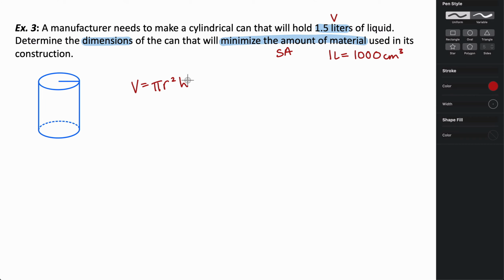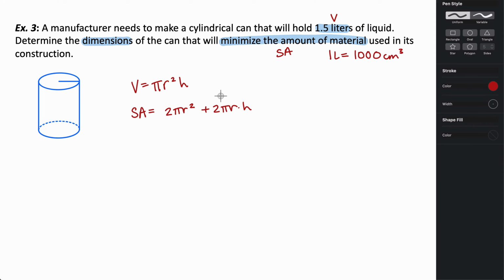So that's how you find the volume. We know that the surface area is just adding up all of the sides' areas. So we have 2 circles, a circle on top and a circle on bottom. So that's going to be 2 pi r squared. And then the area of the outer part of the can is just going to be the circumference times the height. We know the circumference is 2 pi r, and the height is h. So it's going to be plus 2 pi r times h.